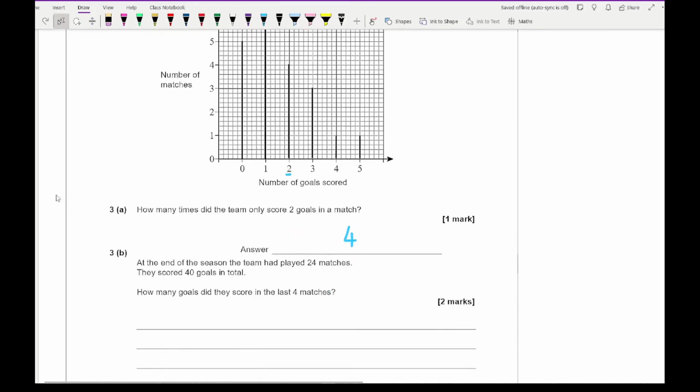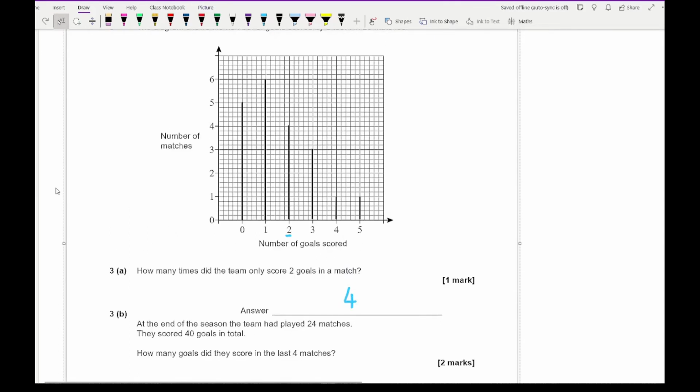Question 3b, it says that at the end of the season, the team played 24 matches. They scored 40 goals in total. How many goals did they score in the last 4 matches? So first of all, what we need to work out is the total number of goals in the first 20 games. Now to do that, what we need to do is multiply the number of goals by the number of times they scored that amount of goals.